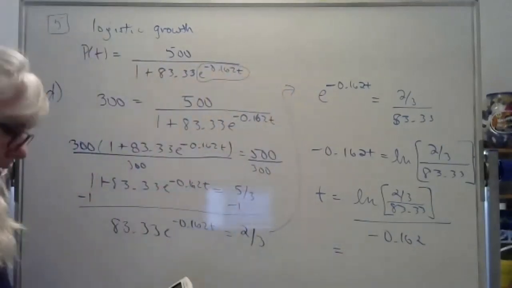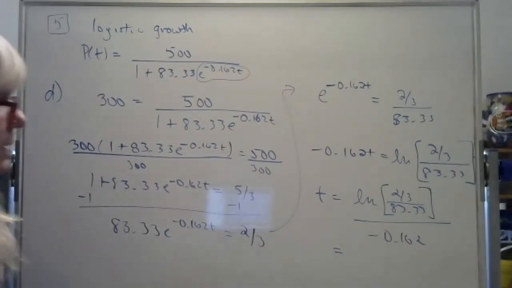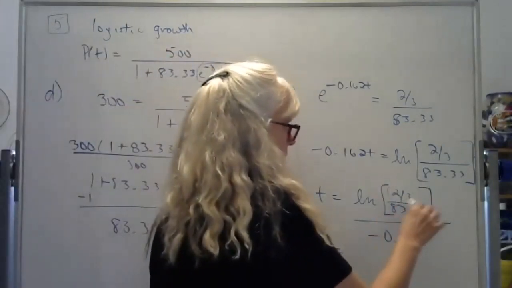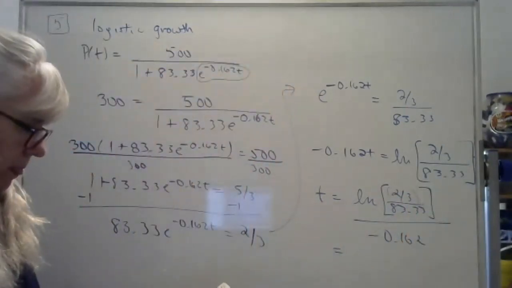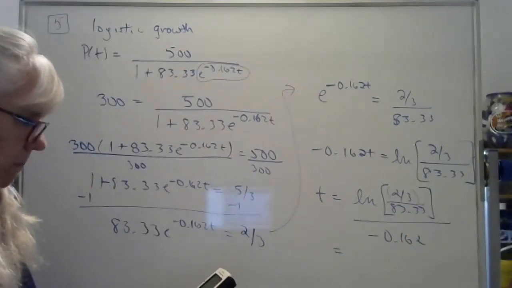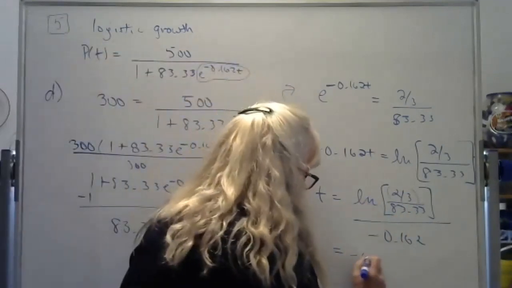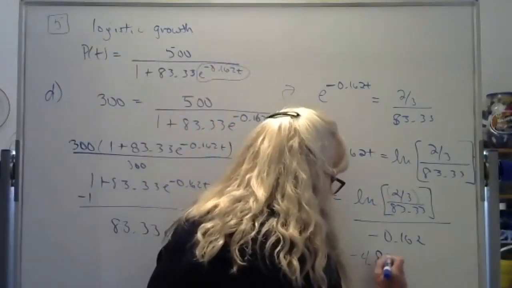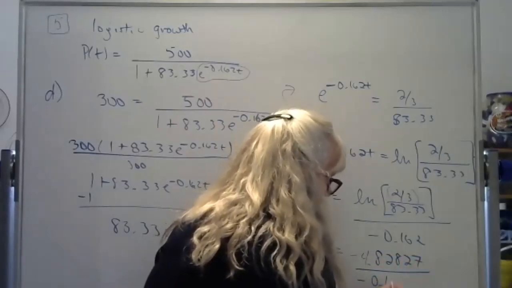Now I gotta go figure out what that is. Be very careful with parentheses and everything. So, natural log. It automatically puts this one here, and I'm going to put a set of parentheses around the 2/3. So just the numerator comes out to be negative 4.82827, and then it goes on. And now I still need to divide by the negative 0.162.